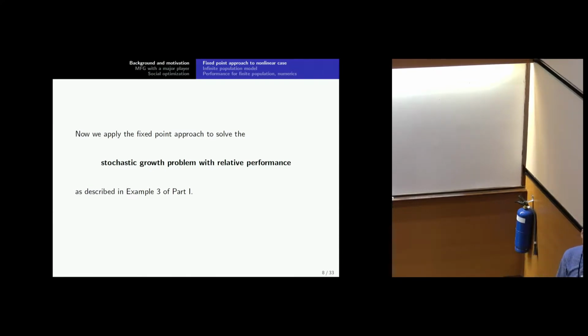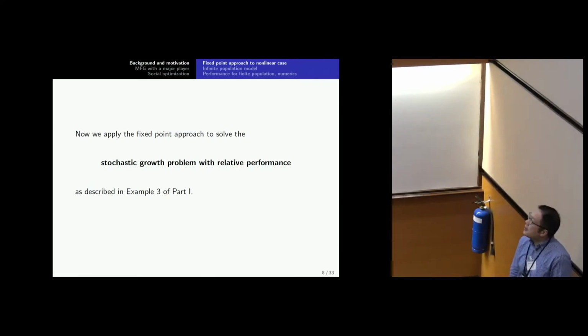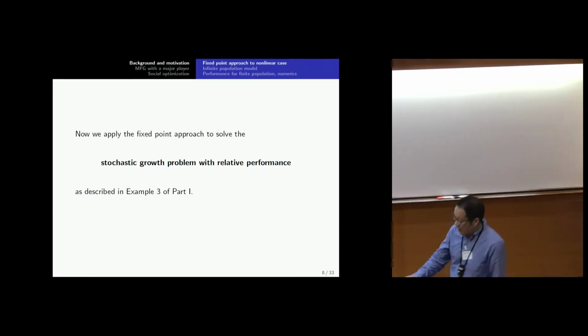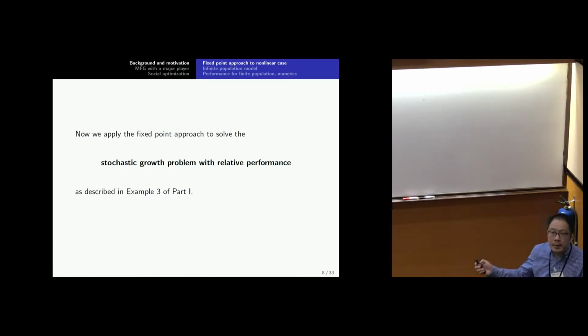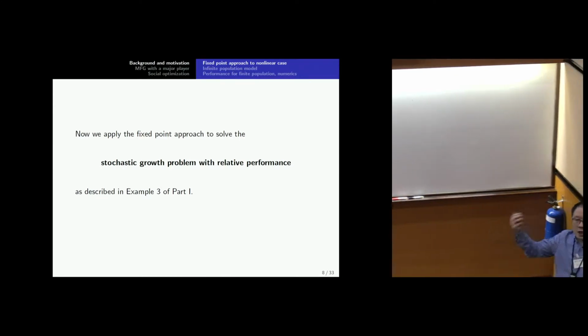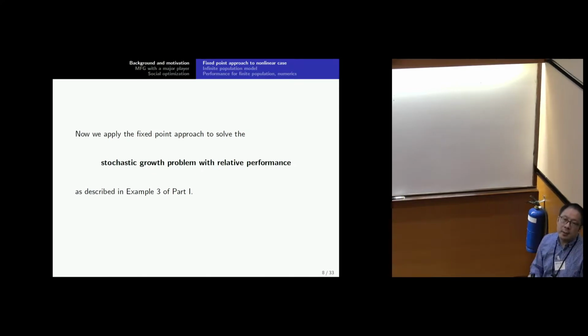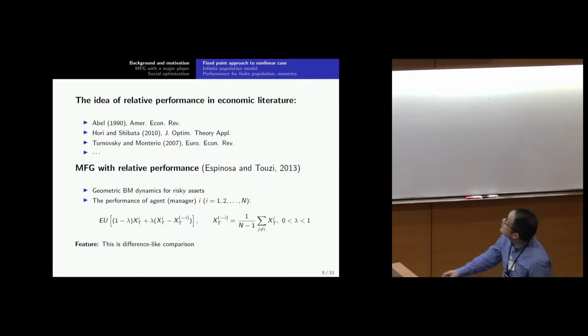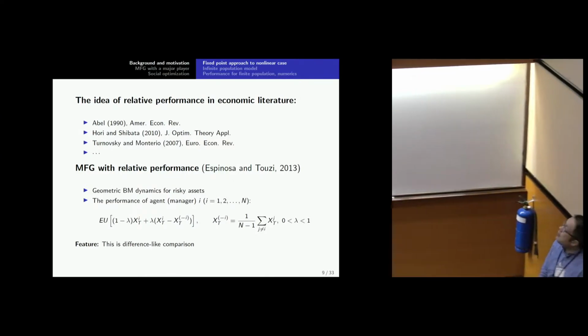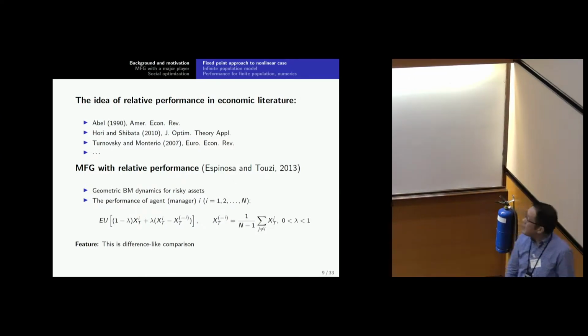applied problem. This is called stochastic growth with relative performance. Yesterday, I described this as an example to show the idea of mean field modeling for growth problems. So a few words about the modeling here for the growth problem.